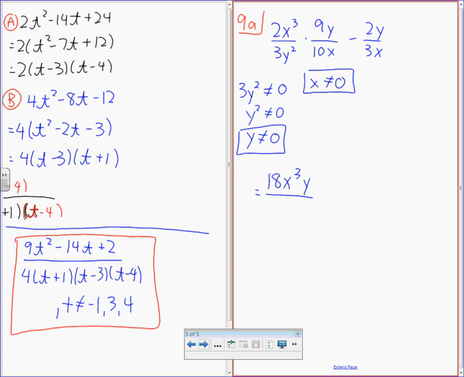Matt, 3y squared times 10x is going to equal what? Good. I'm going to call it 30x y squared, just so I keep my x's and my y's lined up, but that's right. And then minus 2y over 3x. Now please be brave and ask before we continue here. Are we sort of feeling okay of where that came from?